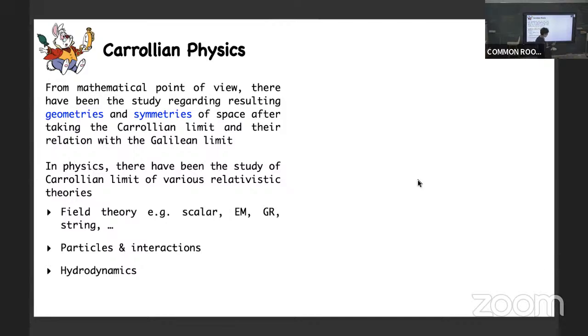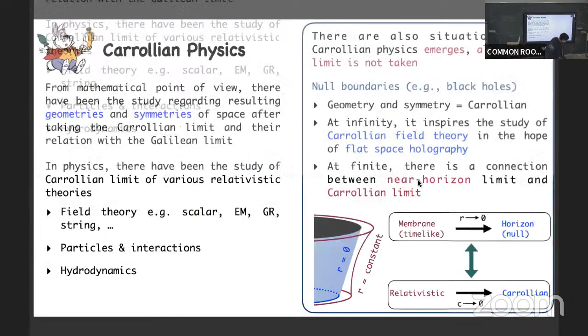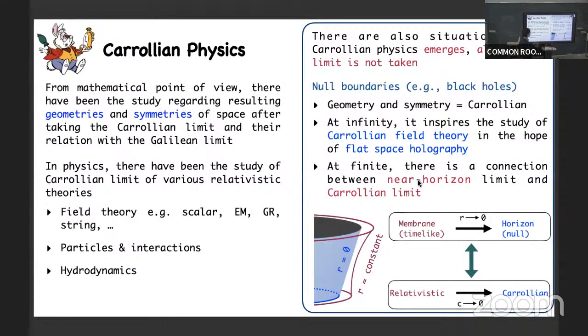And there is another type of Carrollian physics that I myself am interested in. This type of Carrollian physics occurs in situations even though you don't really take this limit. So it's kind of an analogy to this Carrollian limit. We have this kind of Carrollian physics, and most of it concerns the physics of null bodies. Null bodies are just a type of body in space-time, and a black hole horizon is just an example of a null body.